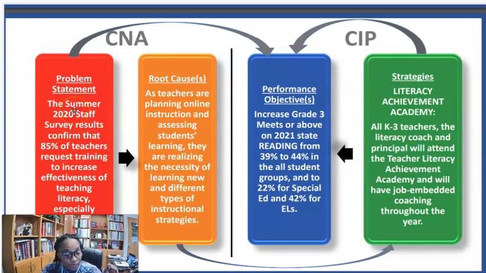So you're seeing how it started out with a problem. You found the root cause by asking those questions of why, then finding those strategies, and then having what is the ultimate goal. What is it that you're expecting from these strategies? What do you want to come out of it?